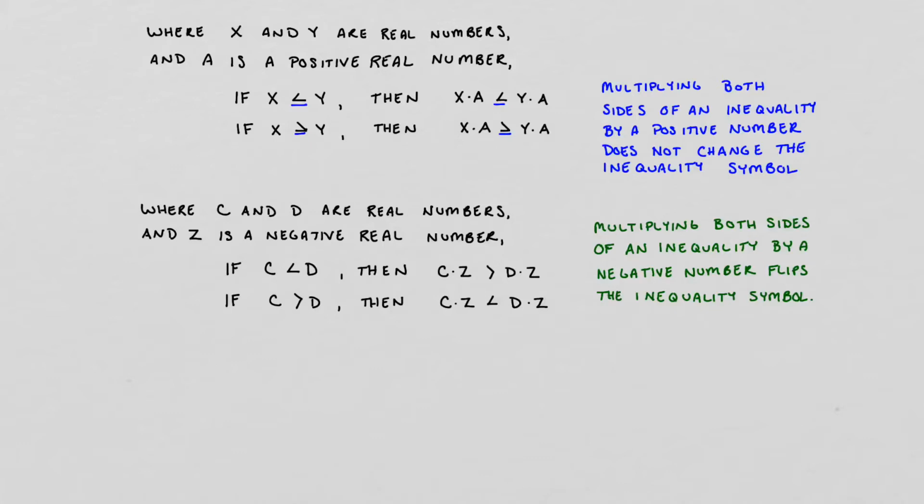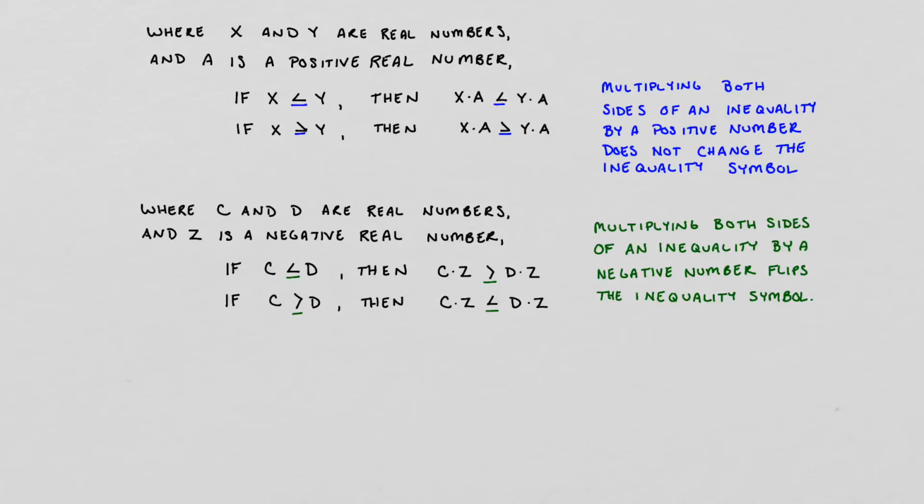We have to be careful, however, when we are working with multiplying with a negative number. So in this situation, let c and d be any real numbers, and the variable z is going to represent a negative number. So if I multiply both sides of an inequality with a negative number, then I'm going to have to change the direction of the inequality symbol in order to maintain a true statement. And again, this would work for situations where you're using less than or equal to, or greater than or equal to.